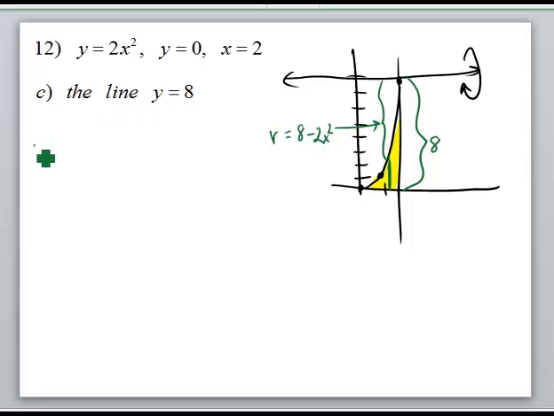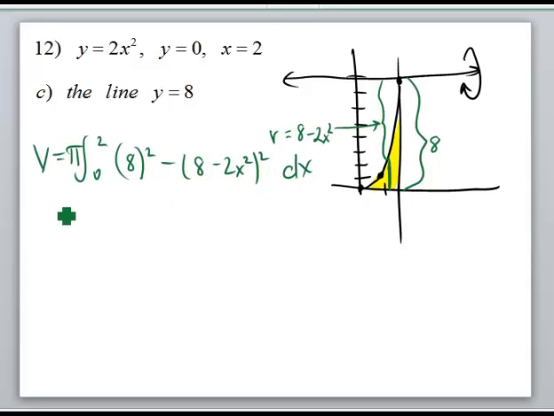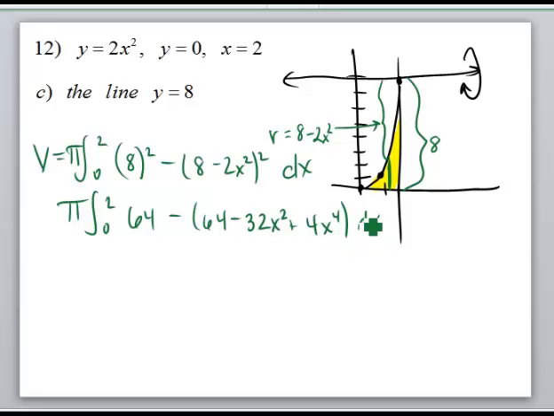So I'm going to go ahead and set this up. I don't know if I'm going to have time to solve this, so we could do that during class. But this is about dx, so it would be from 0 to 2 pi. It would be the big R squared, so 8 squared, minus the little r squared, 8 minus 2x squared, squared. In order to find this integral, you'd have to square each of the parts, which would require you to FOIL here, so you'd end up with 32x squared plus 4x to the 4th. And then you have to integrate each part and plug in the numbers. I don't have time to complete this problem, but I could do that during class.